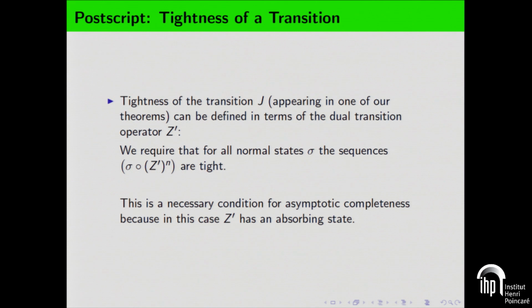So you should assume something like that, and we don't miss anything. It's a necessary condition for asymptotic completeness, because as we have seen, asymptotic completeness is equivalent to Z prime having this absorbing state. It's mixing, going to this vector state. And if it's mixing and going to some asymptotic state, it's clear that these sequences are tight, because for big N you can just replace it by the limit. So that defines everything.